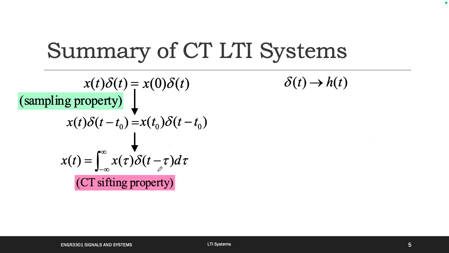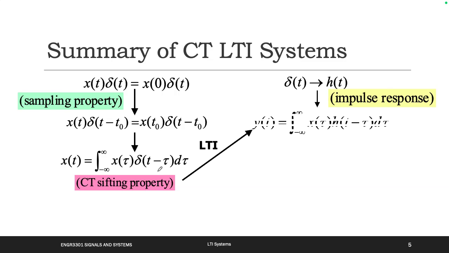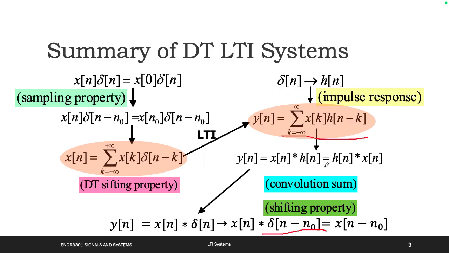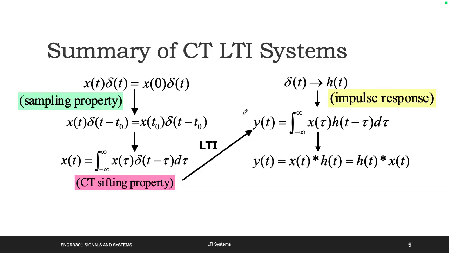Similar to the DT case, this is the CT impulse function, and then we get the CT impulse response, and we have the equation for this one. You can see we can use this equation to represent it. It's very similar to this one, am I right? Just one is CT, the other is DT. What's the name for this one?